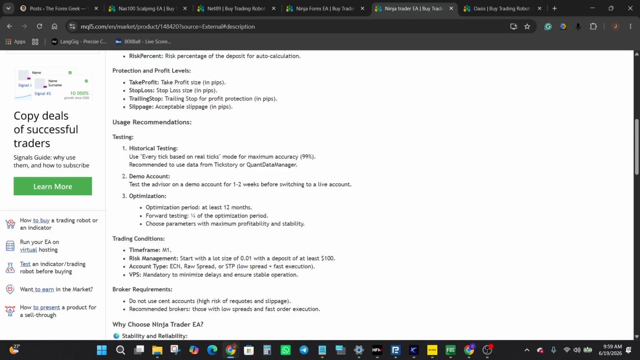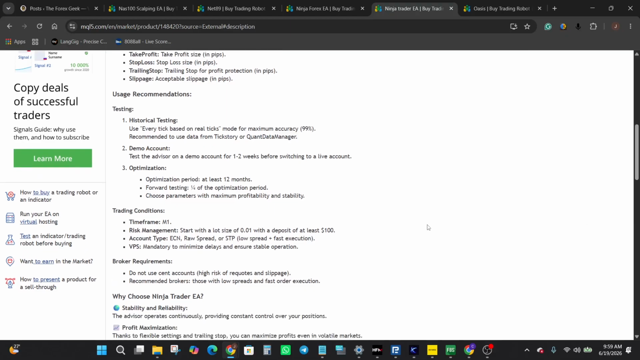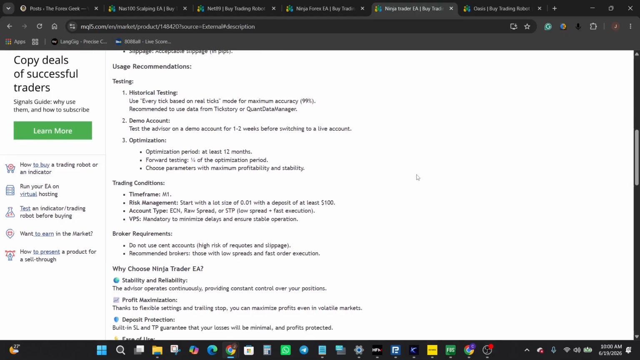Now, another important recommendation is the use of a VPS. The developer describes VPS usage as mandatory in order to minimize execution delays and maintain stable operation, particularly for a strategy running on the 1 minute time frame.